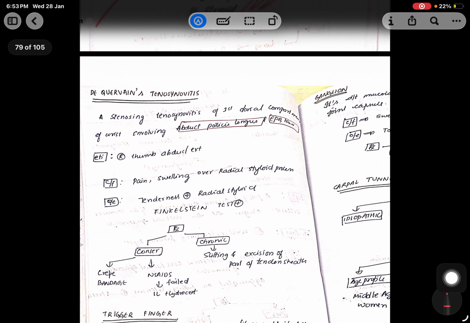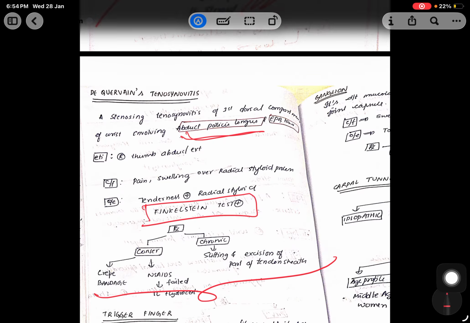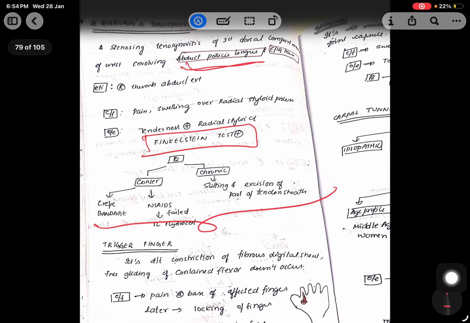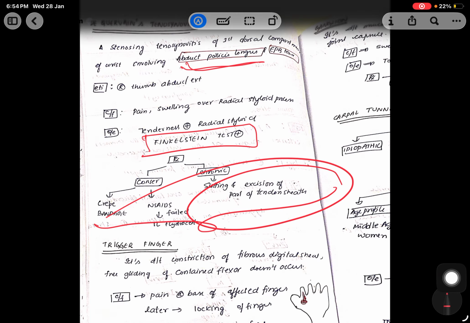Again, De Quervain's tenosynovitis, what happens? Abductor pollicis longus, that is EPB tendon, is getting affected. So what is the sign which you get positive? That is Finkelstein, where you ask the person to adduct the thumb and ask him to bend it down. So based on that, you follow the protocol, whether it's conservative or, in the chronic setting, it's better to do an excision operation.